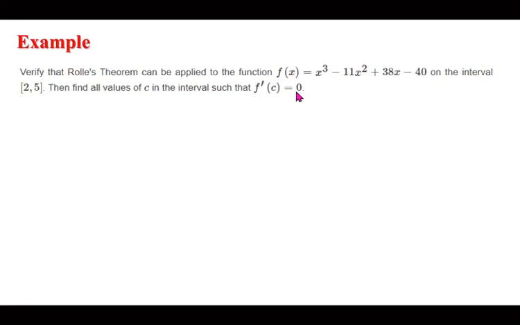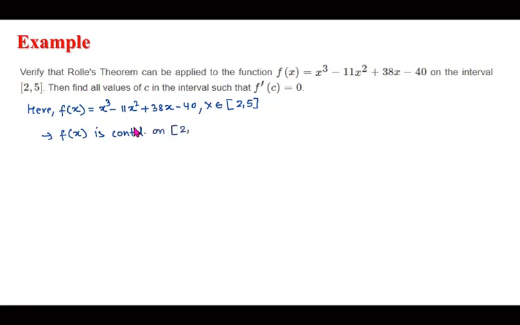Okay, so first of all, our function f of x is equal to x cubed minus 11x squared plus 38x minus 40, which is defined for the x values in the interval from 2 through 5. So this is a polynomial function, and what we know is the polynomial function is continuous everywhere. So the function must be continuous in the closed interval from 2 up to 5.